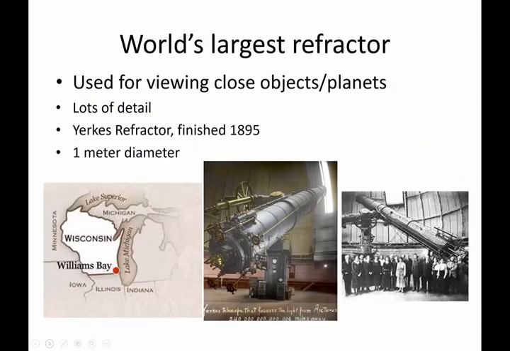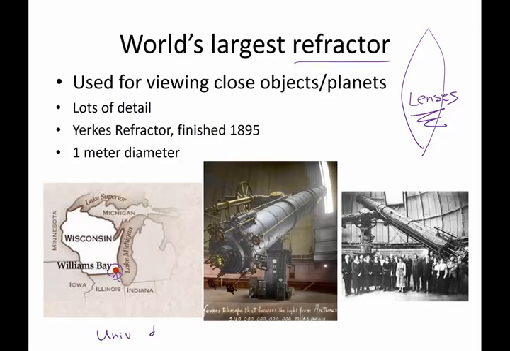The world's largest refracting telescope, which contains a big honkin' lens to do all of the work, is, amazingly or not, located in the state of Wisconsin. It's up north of Chicago, Illinois. This telescope is actually owned and operated by the University of Chicago. And this telescope was built in 1895. That is very, very old. That's over 120 years ago that this telescope happens to have been built.